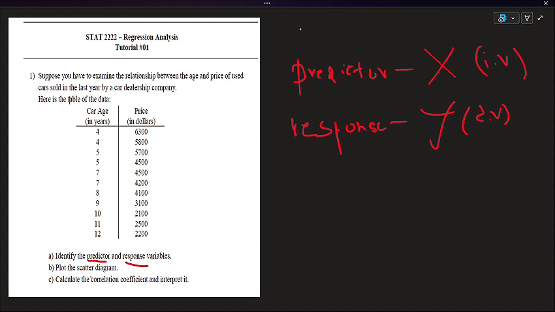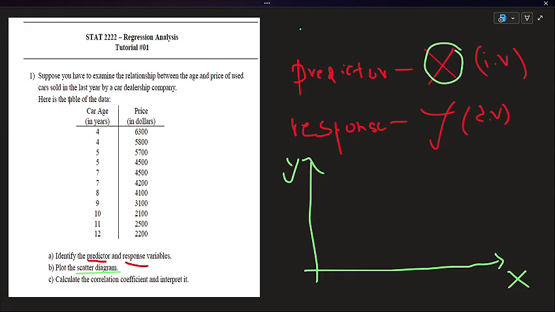Now they tell you to plot the scatter diagram. So what is a scatter diagram? There's nothing more to it. It's just a simple way to show these values. You can draw a normal graph. Now we know this axis is y and this axis is x. The independent variable is always going to be on the x-axis, and the dependent variable is always going to be on the y-axis, right?